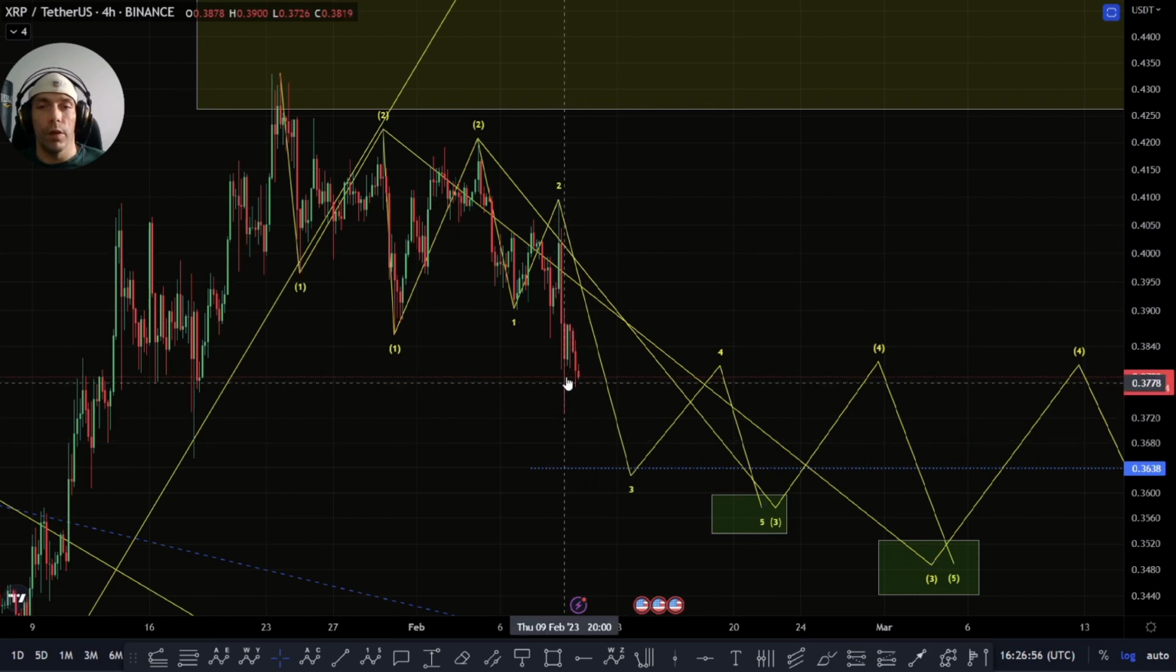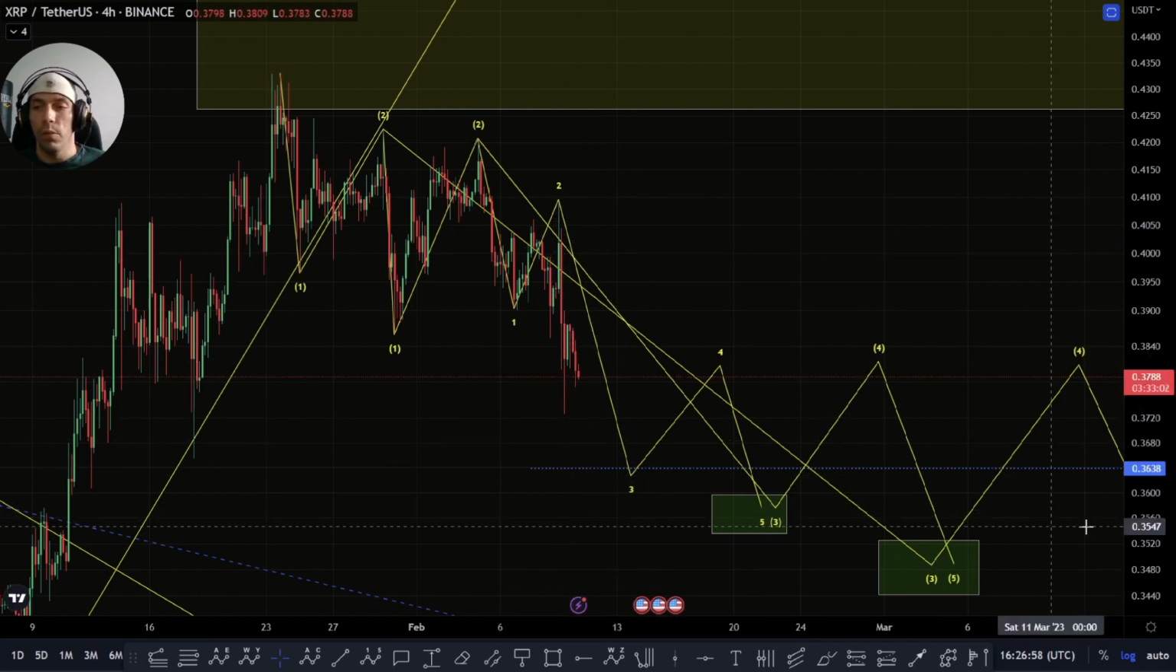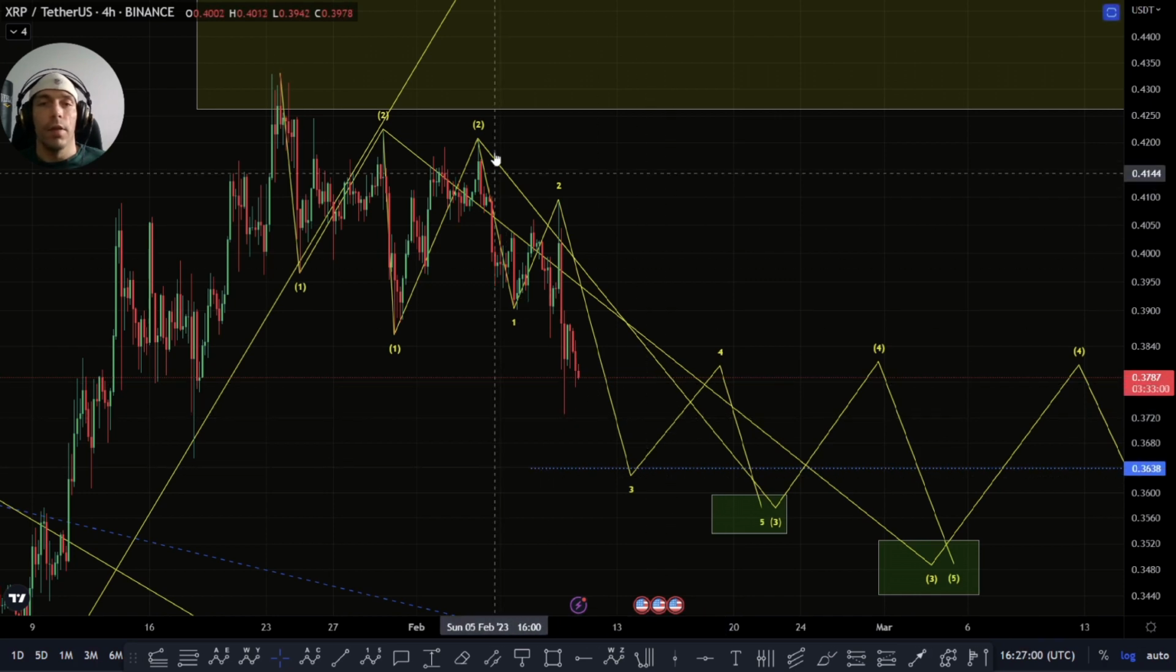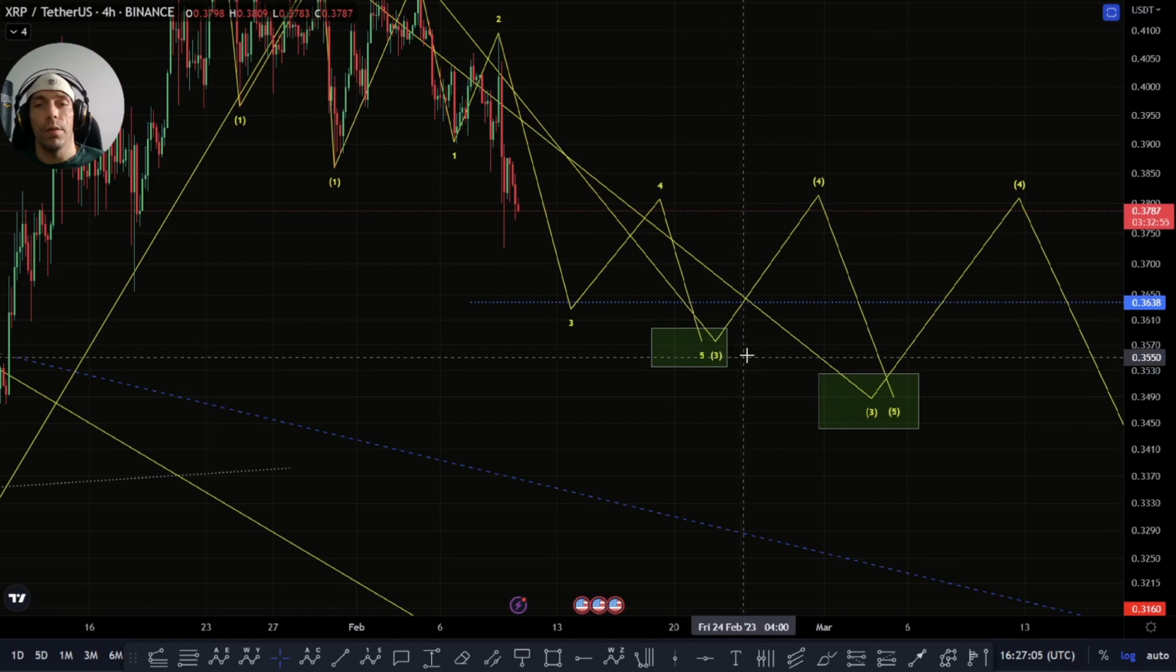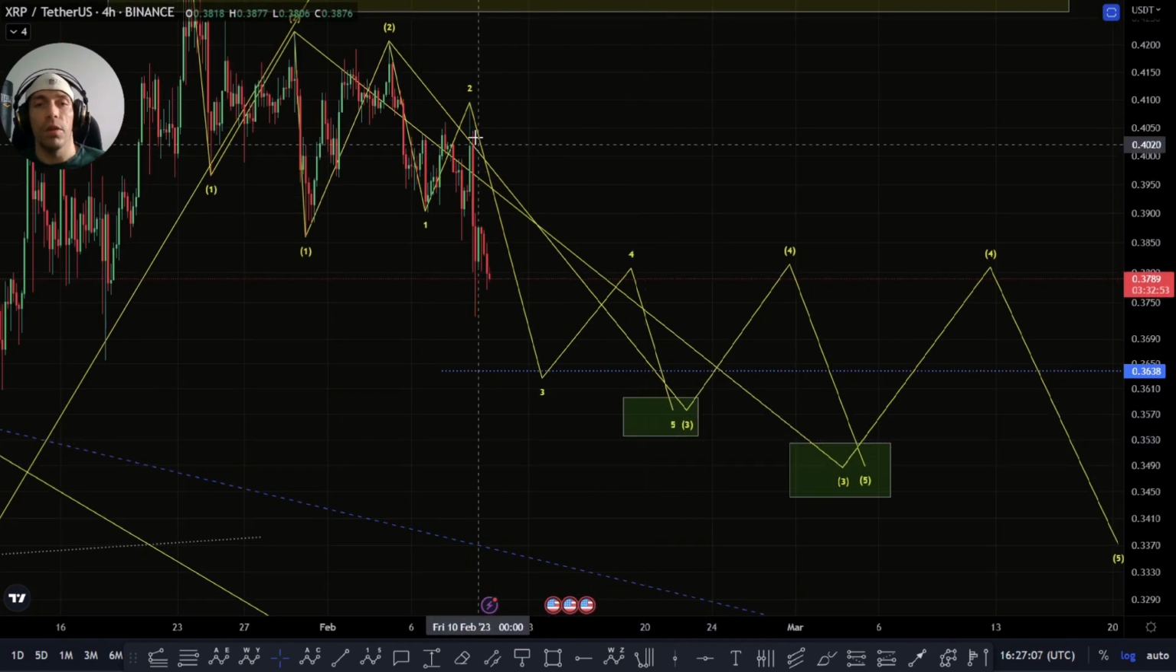If we do start to break down and get these extensions, and we move past this 36.38, then potentially we could actually be looking to have these extensions. These are just based off of fib levels at the moment. Obviously, the most important thing is the wave structure itself.